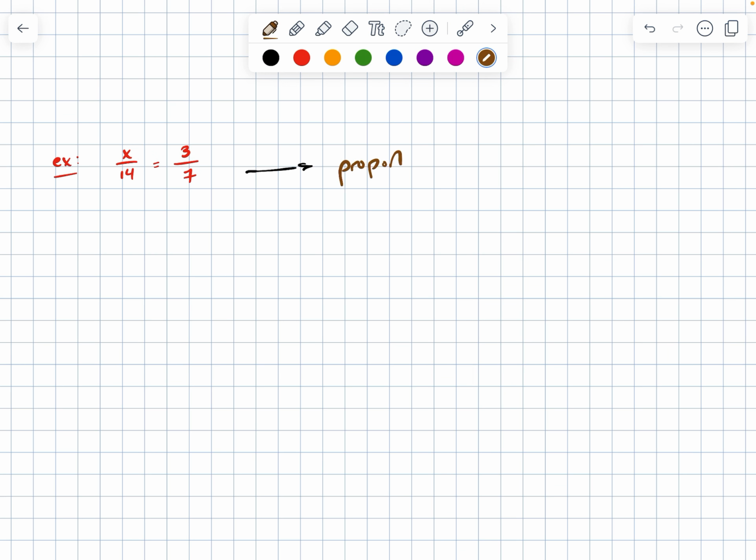Very good. So a proportion is just an example of a fraction equal to a fraction. But the thing about those fractions, because they're equal, that means the ratio of the numerators and denominators should be the same. So x to 14 should be the same ratio as 3 to 7. My goal here is to figure out what x is.